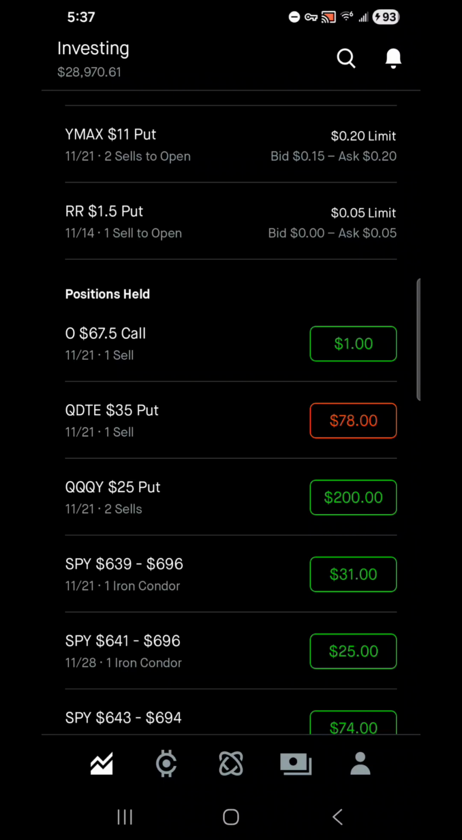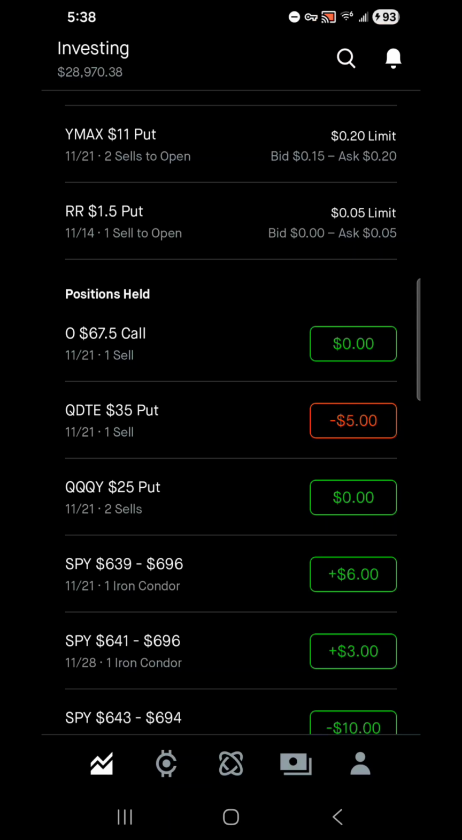Your equity, how much money you have in this position. For example, I have $1 for that O call down here for QQQY. For that put, I sold some puts. It has not, so the order has gone through, but I do not control those 200 shares yet. But it does have $200 set aside to get into that deal. So that's my equity.